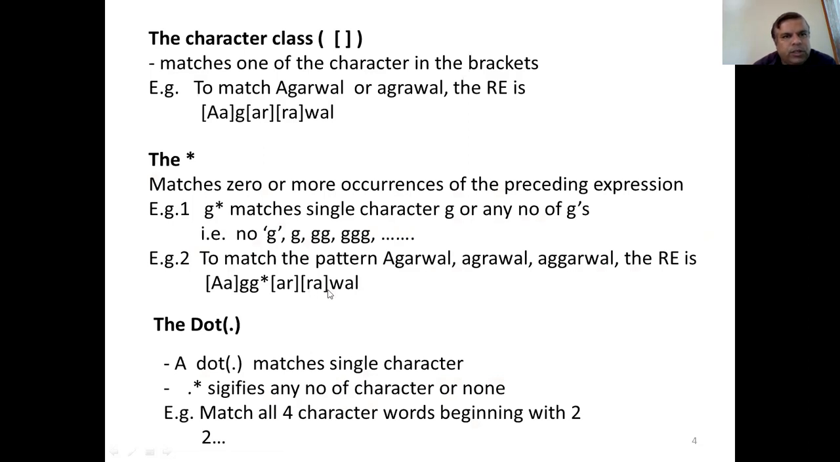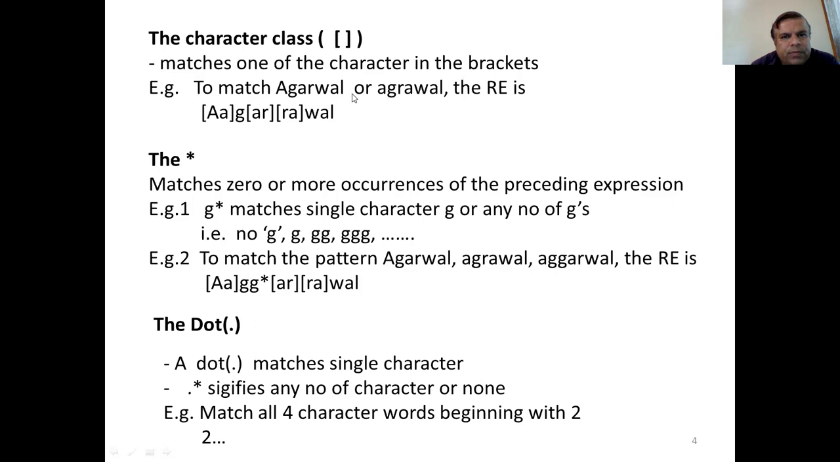We'll discuss each of these basic expression meta characters in detail. First, the character class, the square bracket, matches one of the characters in the brackets. Example, to match Agarwal or Agrawal, the regular expression is this. So how do you write a single expression to match both the names? See the differences in the characters in both the names. First, start with the first character. Here is capital A, here is small a. So there is a difference. You have to match either capital A or small a. So use the character class as a meta character, which will match either capital A or small a.